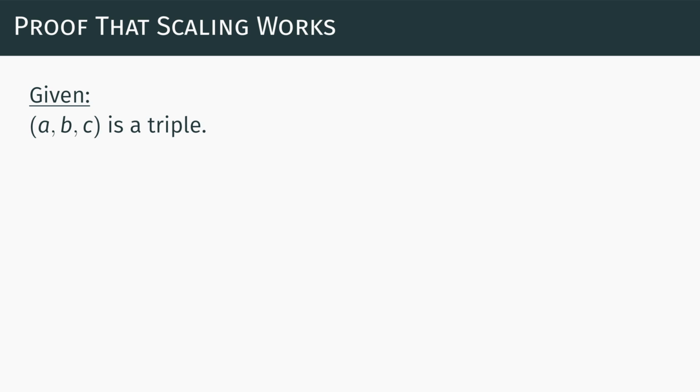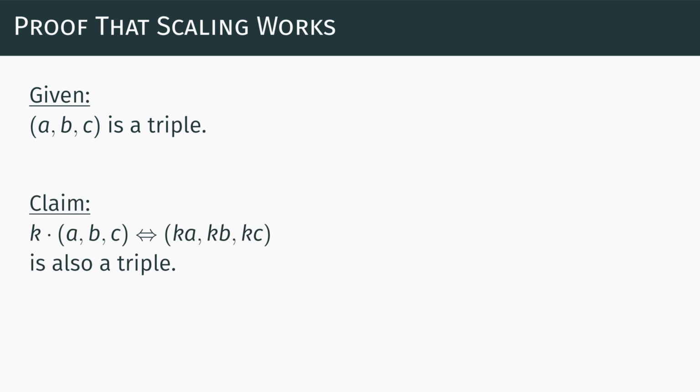So we start off with our given. We have that there is some triple A, B, C, right? We start off with some triple of A, B, C. We don't know what the numbers are, but we know that we've got some sides A, B, and C that produce a triple. And our claim is that if you come along and you multiply by some K, you get some multiple of K and you multiply out and you have KA, KB, KC. We're claiming that KA, KB, KC is also a triple.